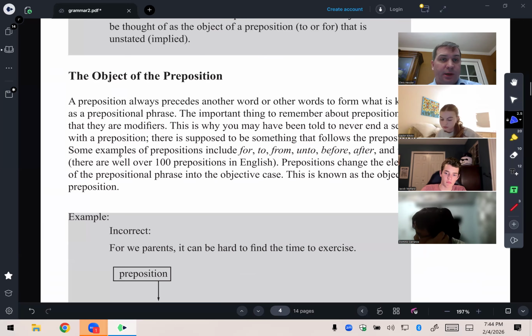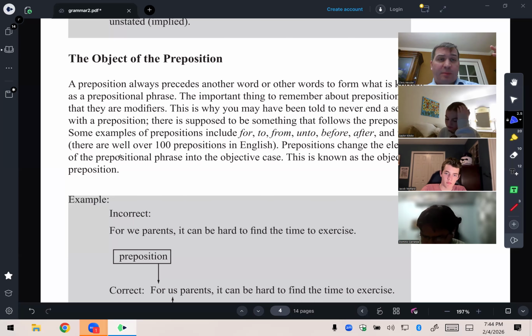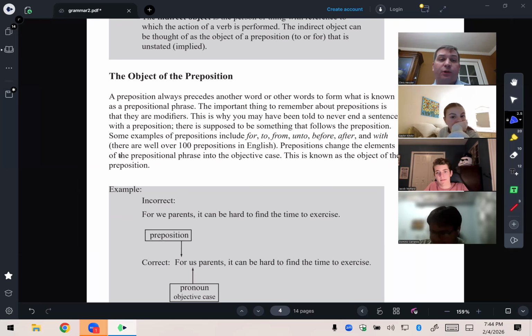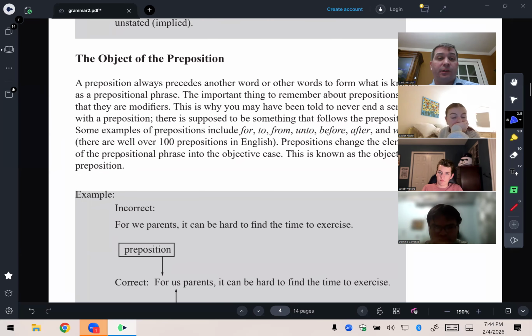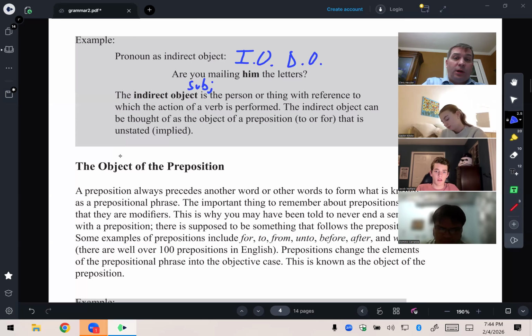Next, we have the object of the preposition. So we got to talk about prepositions. Prepositions are just a fundamental part of speech, just like nouns, adjectives, adverbs, or anything else. Some prepositions would be words like for, to, from, unto, before, after, with, against, on top of, in between, next to. There are so many prepositions that are commonly used in English. And there are only two rules that you need to remember about prepositions.